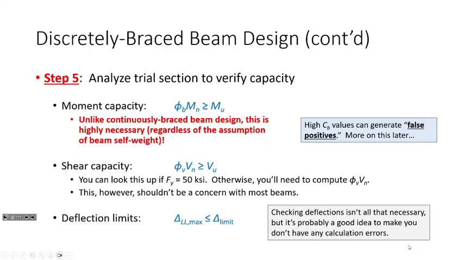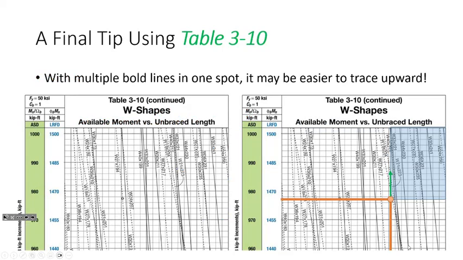But here it's another animal. Here we desperately have to analyze the beam, and the reason is that these high CB values can generate false positives. More on what false positives mean later. I don't want to get too far down the rabbit hole on that. Let's get familiar with the process today, and then next lecture we'll look at what happens if we have these false positive situations. And again, we look up our shear capacity and we check our deflection capacity. And that's basically the process.